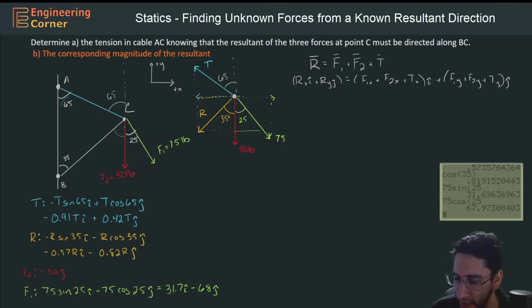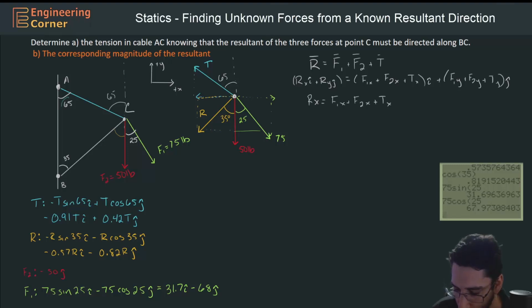So all this means is we're going to have two equations. We're going to have an equation with my i component, and an equation with my j components, where we combine these like components. And I'm just going to do that in one step now. So what we'd have is Rx is equal to F1x plus F2x plus Tx, and the same equation for Ry.